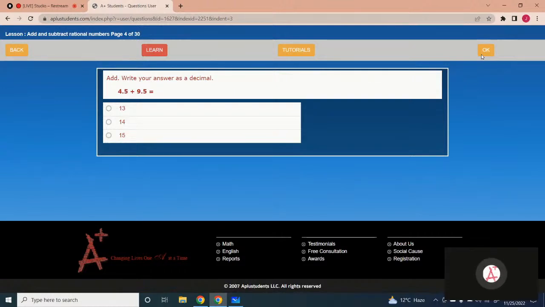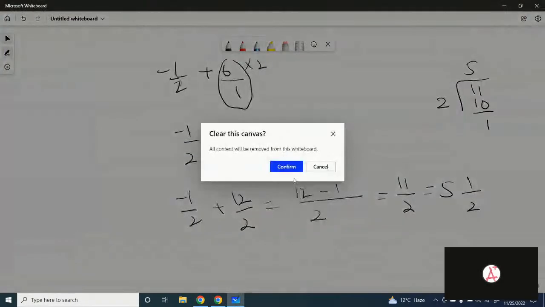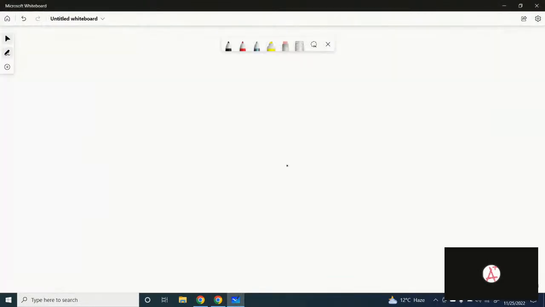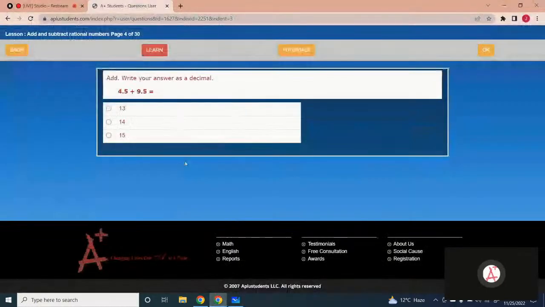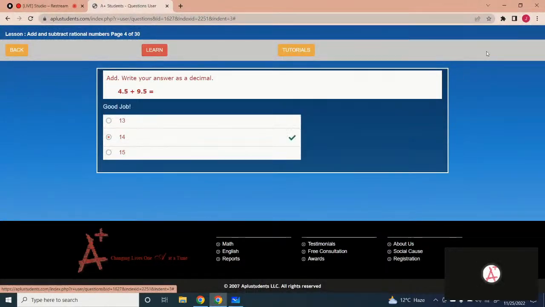Okay, the next one is 4.5 plus 9.5. Just add them. It would be 5 plus 5 is 10, 0 and 1 carry. 9 and 1, 10 and 4, 14. So it would be 14.0. So the correct option is 14.0. Just select the correct option, then click on the OK button.